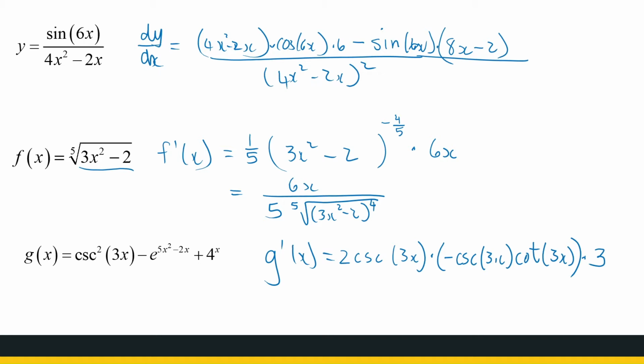E to the power, we like that one. The derivative of e to the power is just e to that power. But because it's a function, the chain rule tells me I must multiply it with the derivative of the function, 10x minus 2, plus the derivative of 4 to the power x, which is 4 to the power x, ln 4.